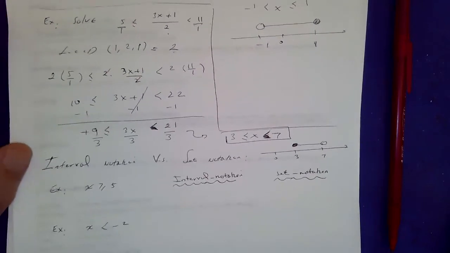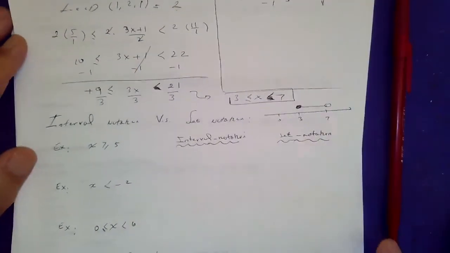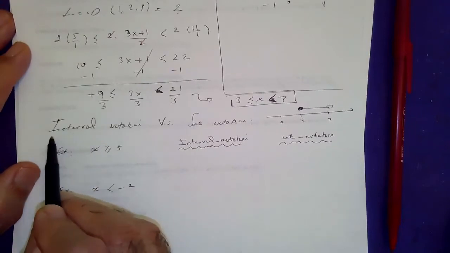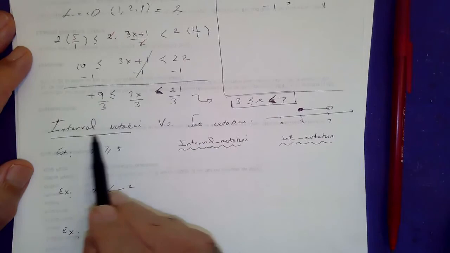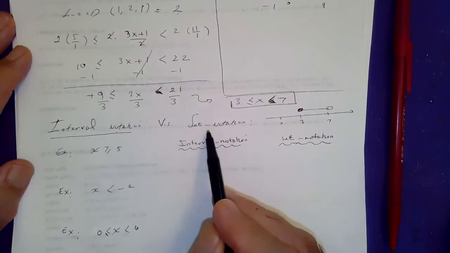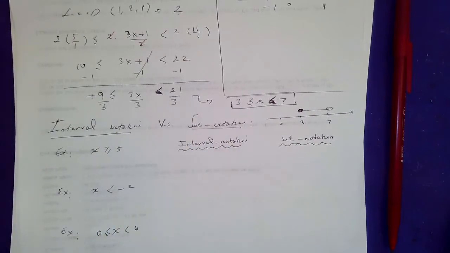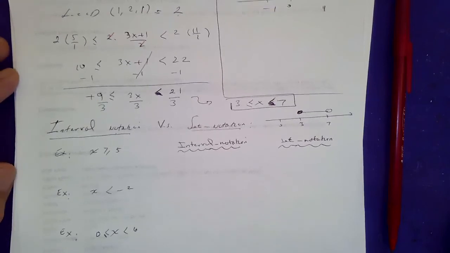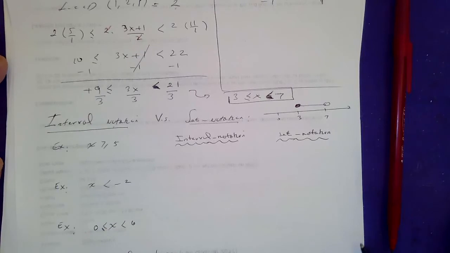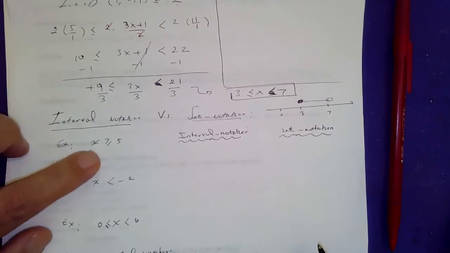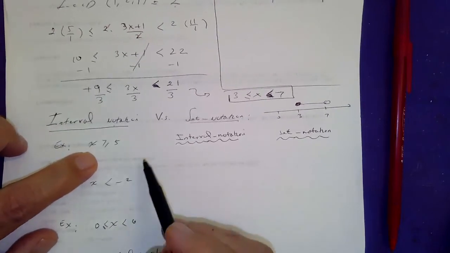Sometimes when you're doing problems in this section, you'll come across two different ways of showing the inequalities. One is called interval notation, the other one is called set notation. So let me show you a few examples just in case you come across these types of notations, so you won't panic. X is greater than or equal to 5.